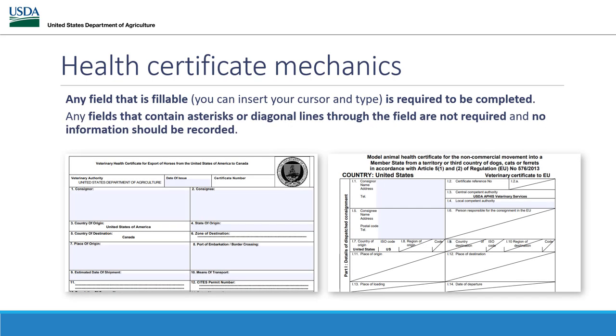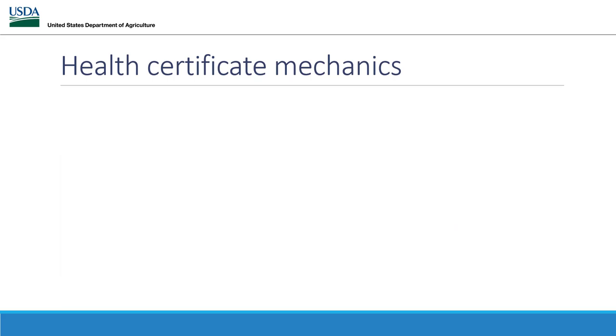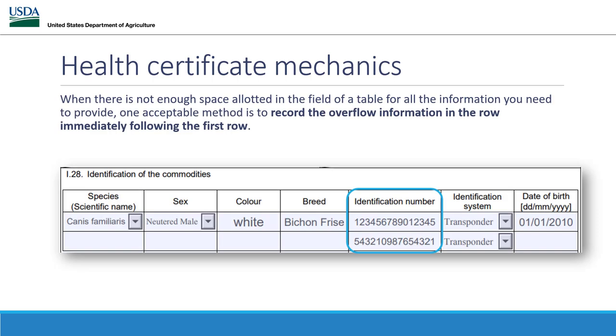Fields that do not require your completion, since they are not required, will not be fillable, and the fact that the fields should not be completed is made even more clear by asterisks and diagonal lineouts, such as in these examples here.